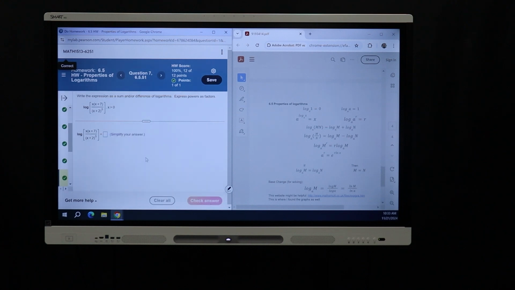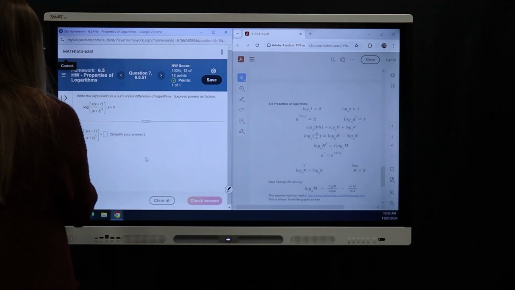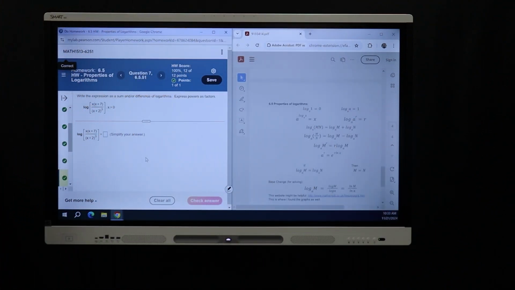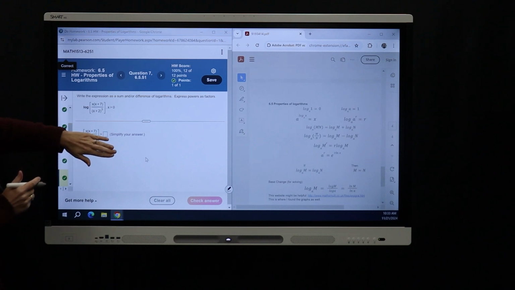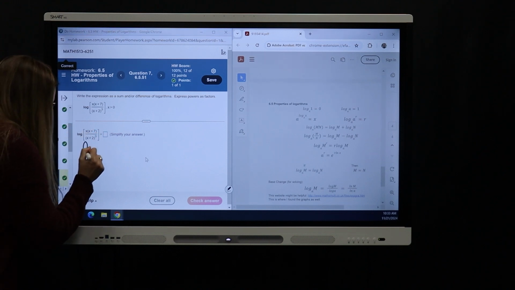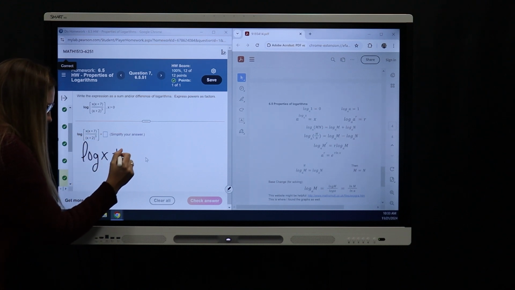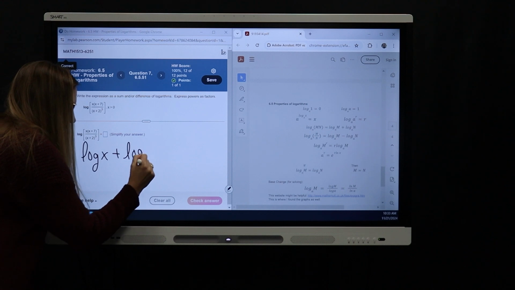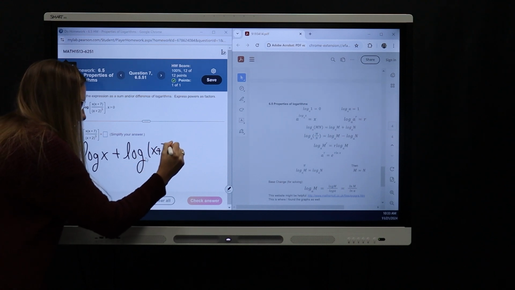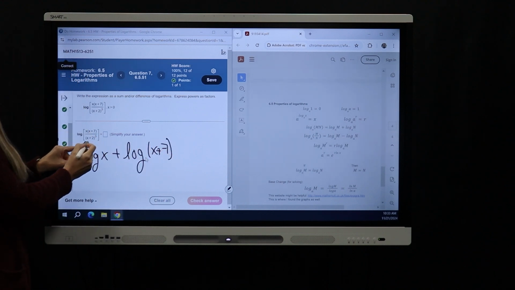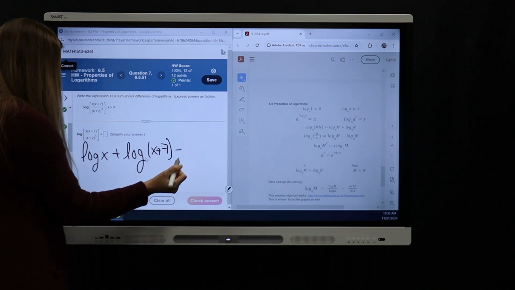Oh, here's one of them that has a couple of things going on at the same time. Like right here, this x times x plus 7, that's being multiplied, so that's going to be a plus between those two. And then we're going to subtract this. So we're just going to start with our top and do what we would normally do. So I'm going to have log of x, and then it's being multiplied by that, so that's a plus sign. Log of x plus 7. And then this is all being divided by it, so we subtract the bottom.